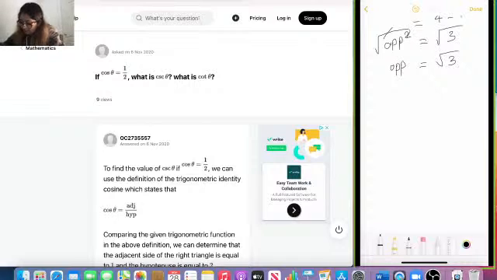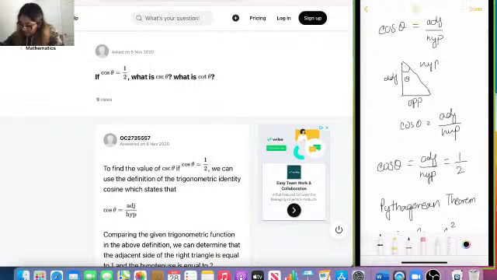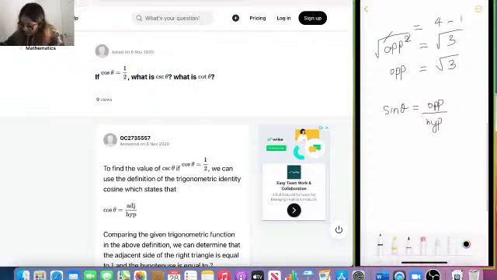Since we have found our opposite side, we can find another trigonometric ratio. Sine of theta is equal to opposite over hypotenuse. Our hypotenuse is also 2, so we're just using this triangle over here. This side is 1, this is 2, and this is root 3. Plugging in the values, we get root 3 over 2. So sine of theta is equal to root 3 over 2.